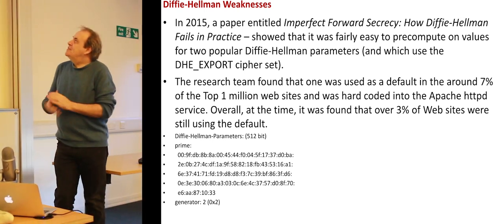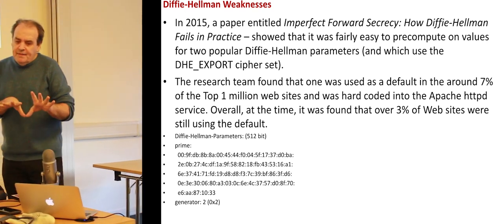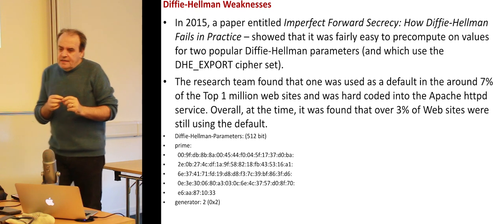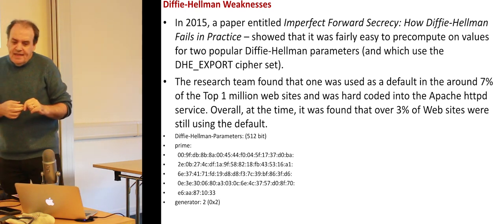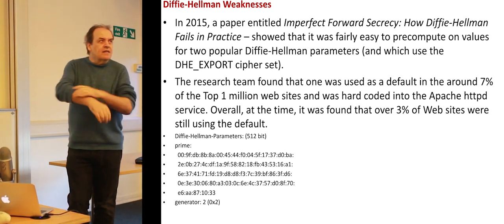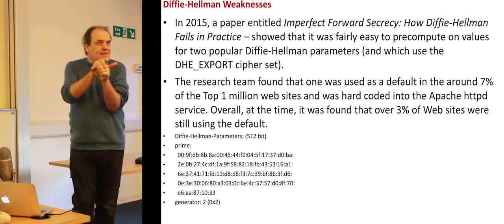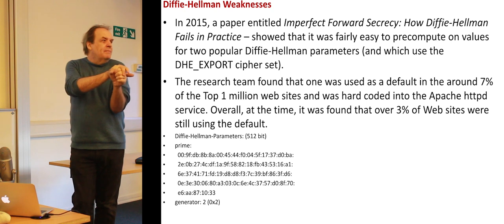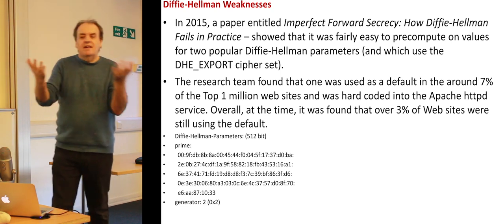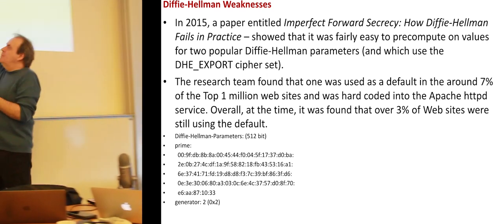And it happened in 2015 with a paper called Imperfect Forward Secrecy: How Diffie-Hellman Fails in Practice. And they showed that everyone was using, or many people were using the defaults, the default prime numbers and the default G value. So the administrators were so lazy that they couldn't be bothered running one OpenSSL command to generate their own keys. Basically, they set up their Apache web server and they just took the default in there. And this was a typical one.